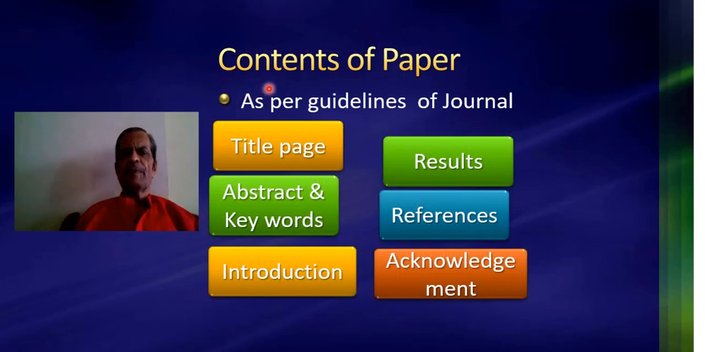The contents of the paper can be broadly divided into these headings. The first is the title page, then the second is the abstract and the keywords, then comes the introduction, then come the results, references, and the acknowledgement. And we will discuss each of these headings in further detail.